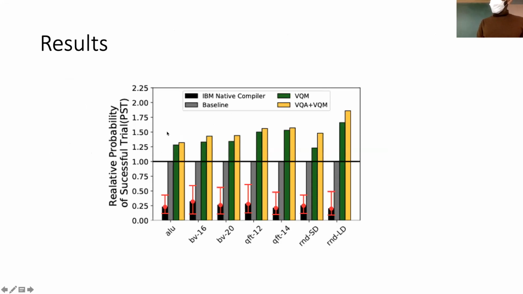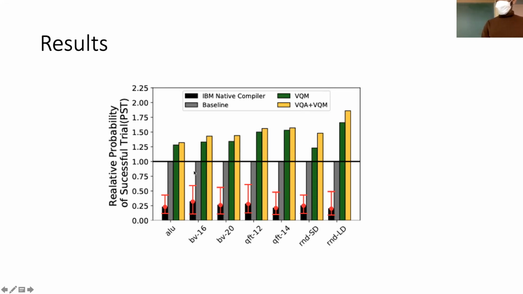So yeah, this is the result they get from the simulation. By the way, if you have any question in the middle, you can stop me and ask. Okay, so this is the result they get from this kind of variable qubit movement and variable qubit allocation mapping. So this one is the baseline.